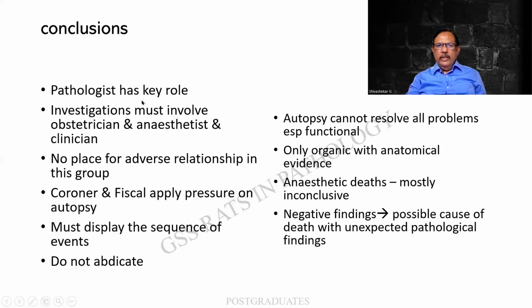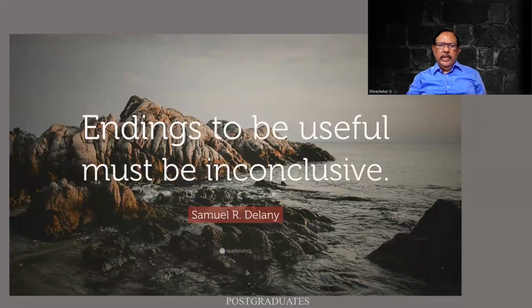So the conclusion is that the pathologist, of course, has a key role, but he is not the only person. It has to be done in relationship with the group, such as the obstetrician and the anesthetist. Autopsy alone cannot resolve all the problems, and organic and anatomical evidence will be needed. Anesthetic deaths are usually inconclusive, and negative findings lead to a possible cause of death with unexpected pathological findings. So sometimes we may find things that we are not looking for. We must display the sequence of events in order and not avoid them. Thank you.